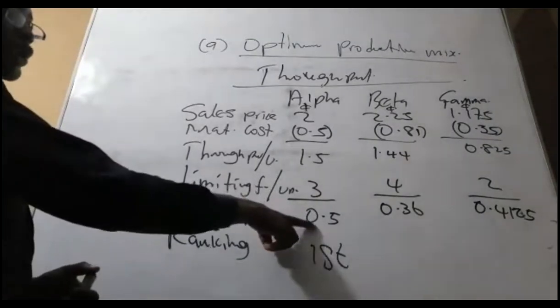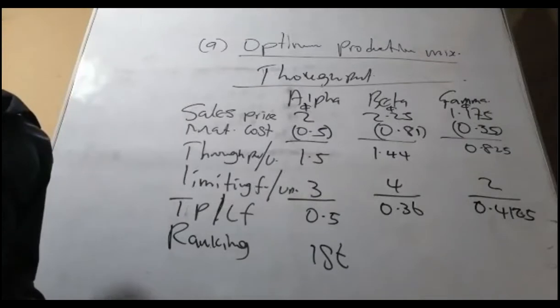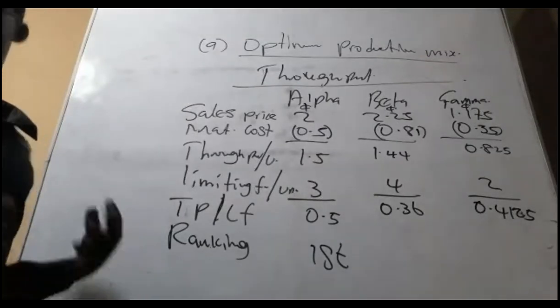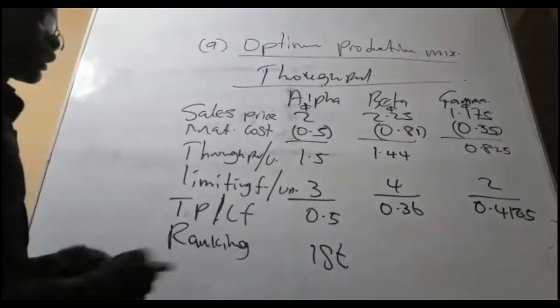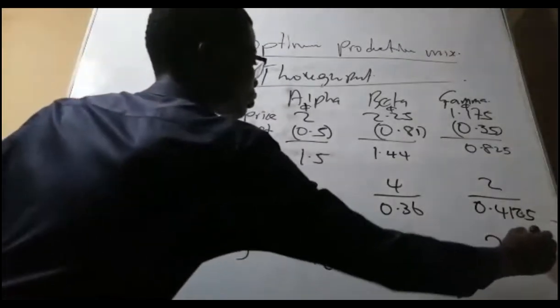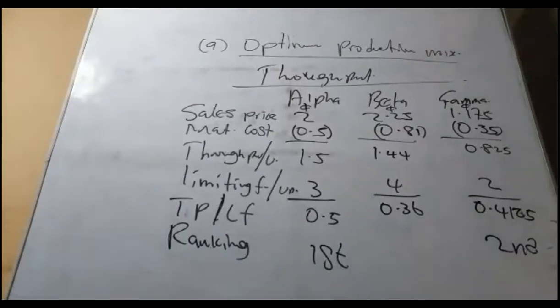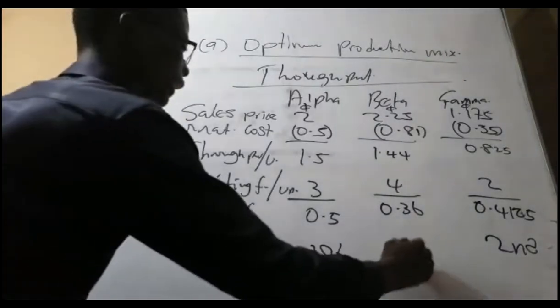Apart from 50%, which of these is the next highest? That's 41 pesos. It's far higher than what? 36. So second. Next, then you score third.